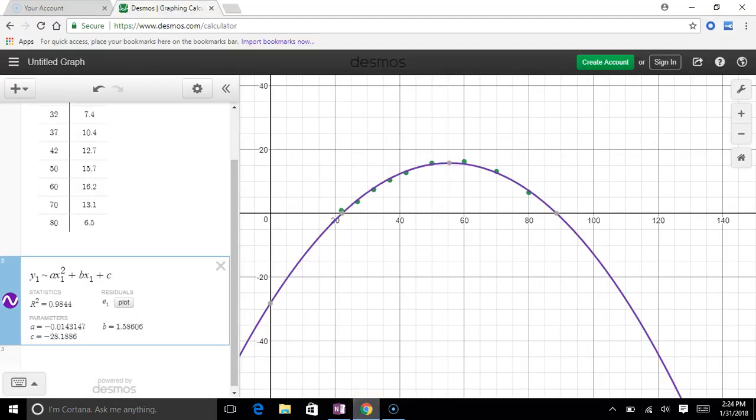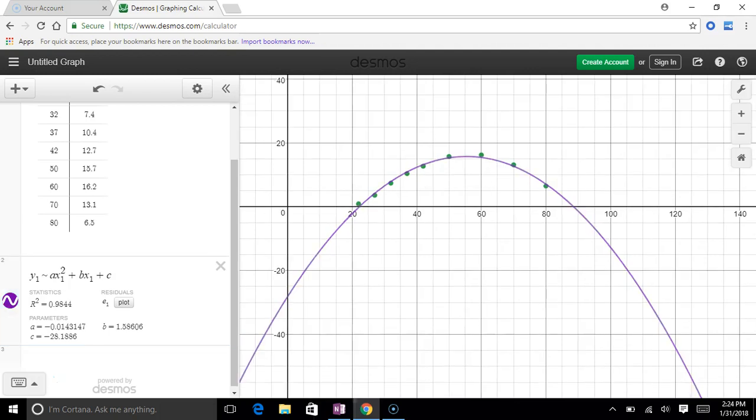In fact, you can click right here in Desmos. If you click on that, it'll show you that gray dot right there. That'll give you the maximum height, and that's what it's doing. It's plugging in the negative b over 2a to find that 55 right there.